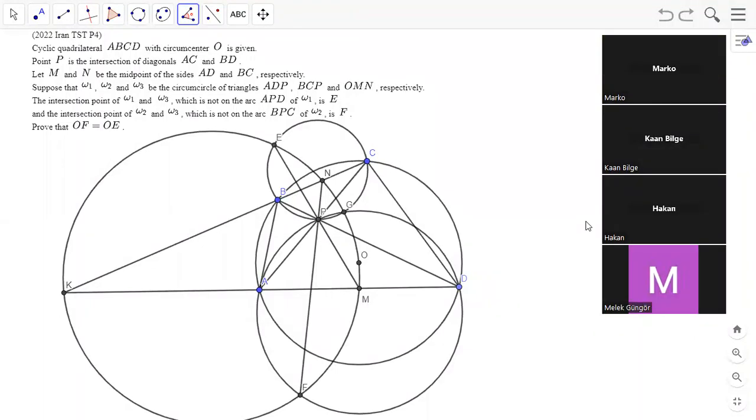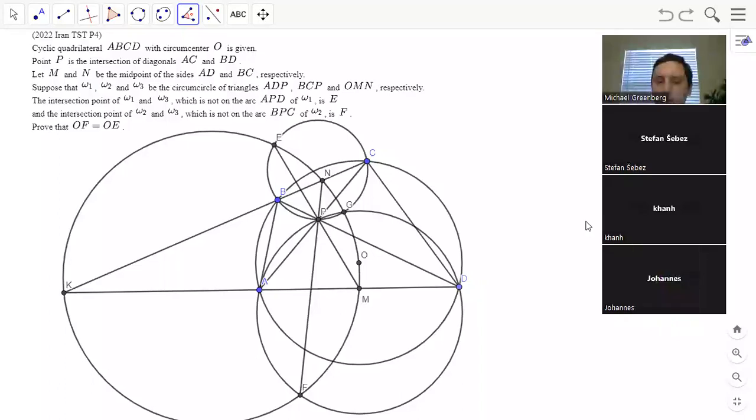Hey, Melik, thanks for joining. We just started our first problem. I'm taking problems from Iran, from a bunch of different team selection tests in 2022.